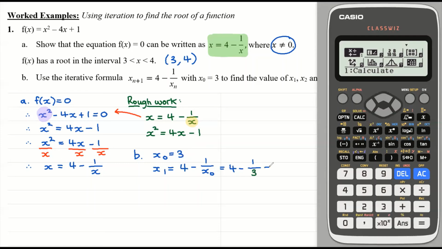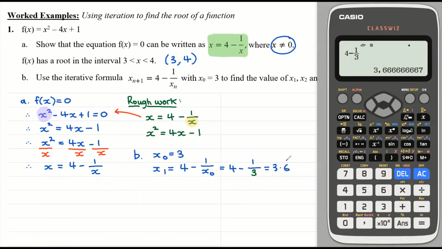So if we work that out, I mean, you'll know what this is anyway, but we'll just put it into the calculator because we're going to use it in a moment. So mode 1, 4 subtract 1 over 3, and just come out of that. And that's going to give us our x1, which is 11 over 3. And you can convert that into a decimal if you like. So that's going to be 3.6 recurring. Okay, so that's our x1.